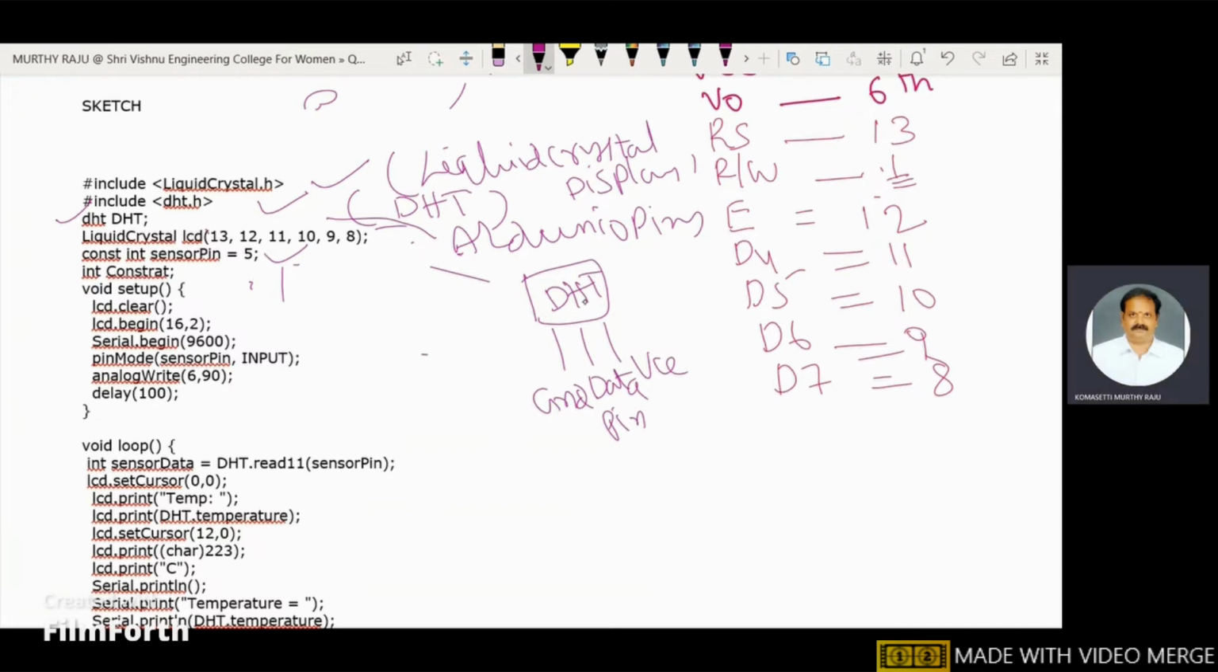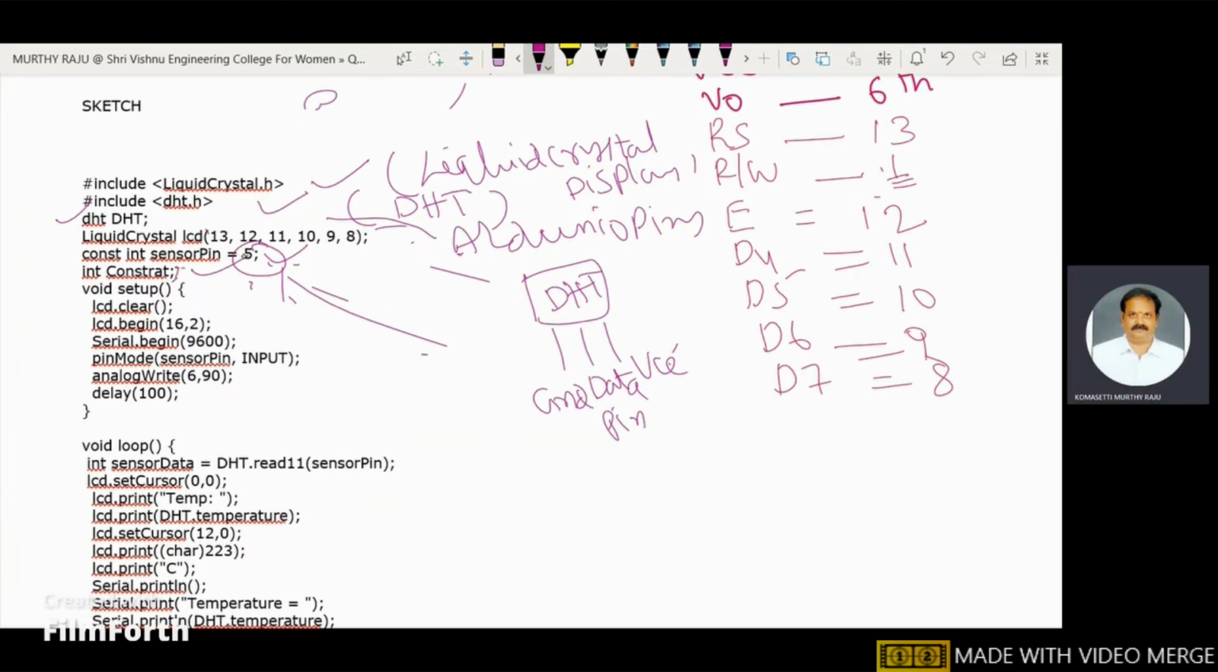The data pin of the DHT sensor is connected to the 5th pin of the Arduino board. The remaining VCC and ground are connected to the VCC line and the ground line.